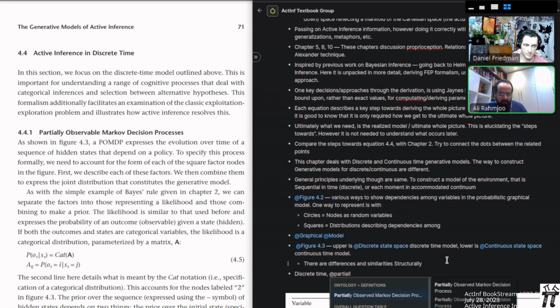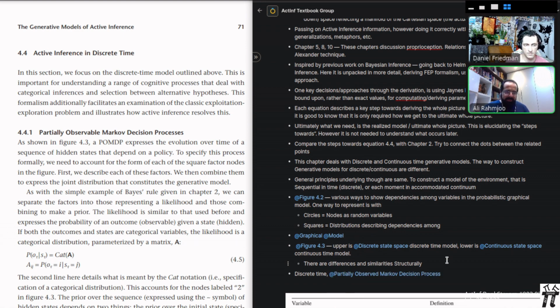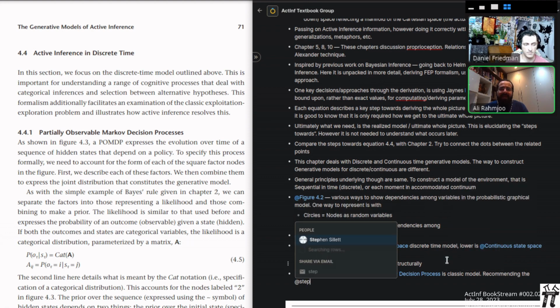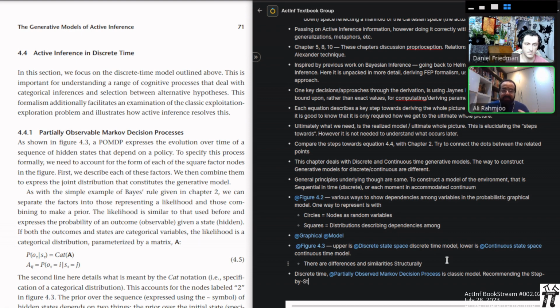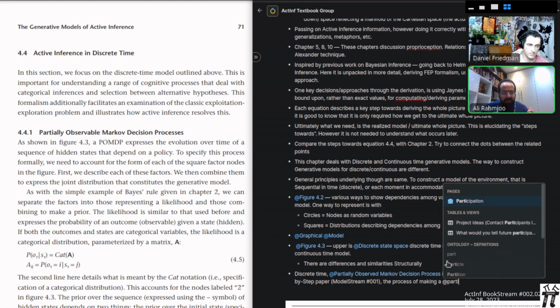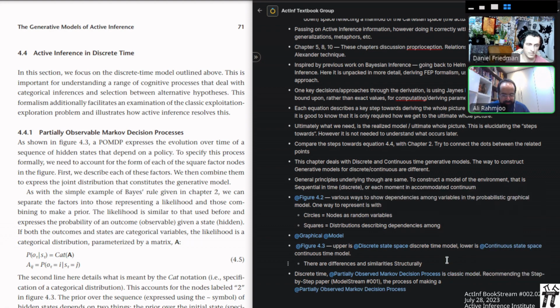So at this point, I would very much like to recommend following the material from the step-by-step paper, because in that paper, the way to construct POMDP models is described in a bit more detail. So if anyone feels like they should learn a bit more about the gaps in the details, I would very much like to recommend that particular paper.